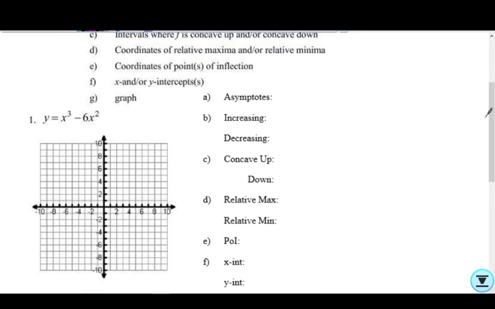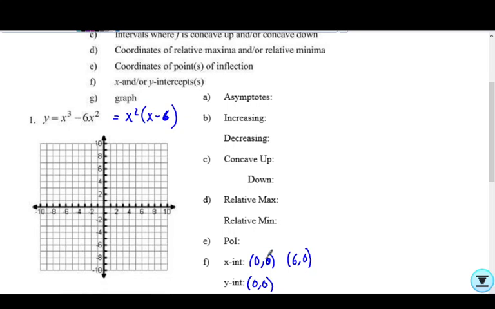This very first one. First thing we're going to do is find the zeros, or the x and y intercepts. So I set this equal to 0 and I factor. When you factor, you take out the x squared, which leaves you with x minus 6, which means our x-intercepts are (0, 0) and (6, 0), which means my y-intercept is also that (0, 0) point. Okay, so that's the easiest part, x and y-intercepts right there.